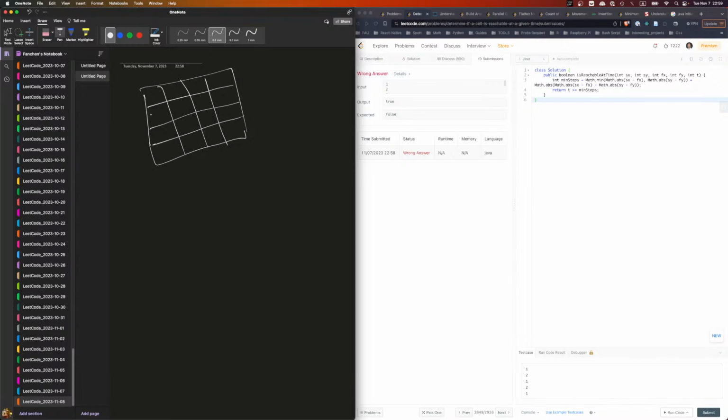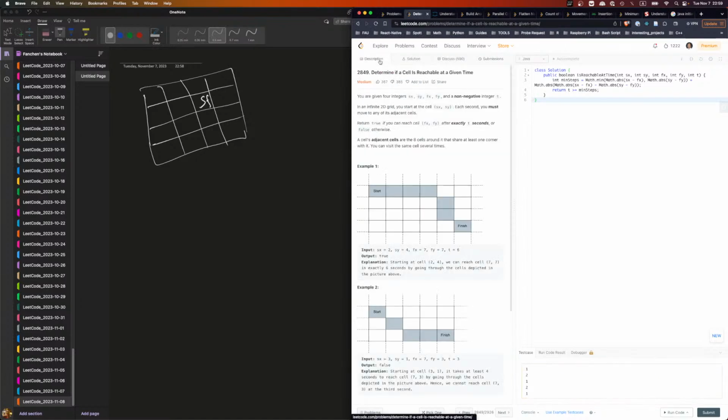1 2 0 1 0 1 2. So that's S. Oh, F. Wow. They're on the same spot. If they're on the same spot, I would take them 0. Right? Min step is 0.